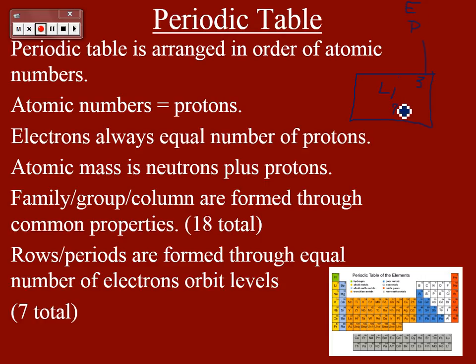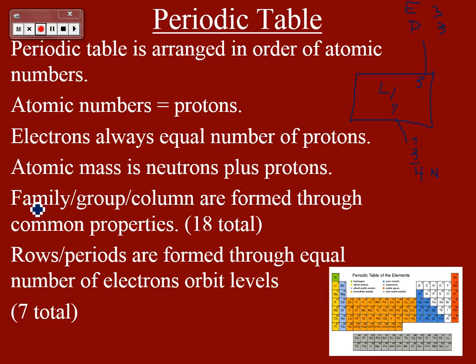The atomic mass, which is this bigger number, tells me protons plus neutrons. So if I take that number and I subtract my protons, which is 3, I get 4, which is how many neutrons I have. Okay? So if they ask you how many protons, neutrons, electrons, that's how you do it.